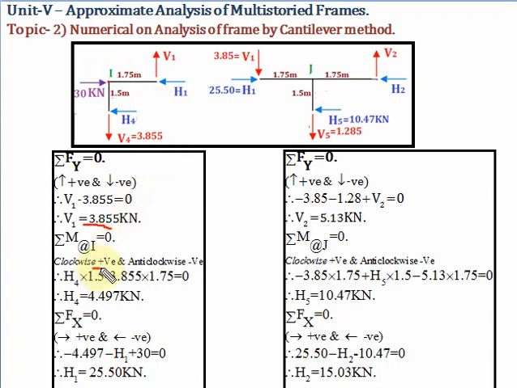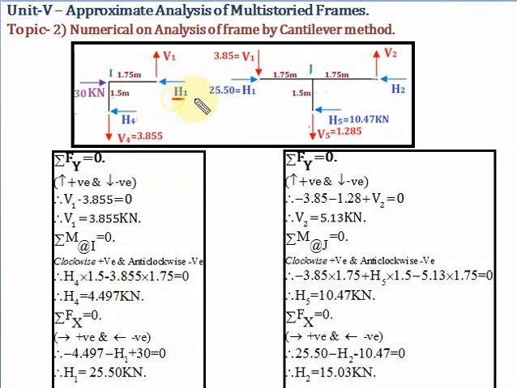Consider the forces acting in clockwise direction as positive, and the forces acting in anti-clockwise direction as negative. Force H4 is acting in clockwise direction, so positive, H4 into the perpendicular distance 1.5. The next force is V1, with value 3.855, acting in anti-clockwise direction, so minus 3.855 into 1.75, equal to 0. So the value of H4 here is 4.497. Now only one unknown remains, which is H1.